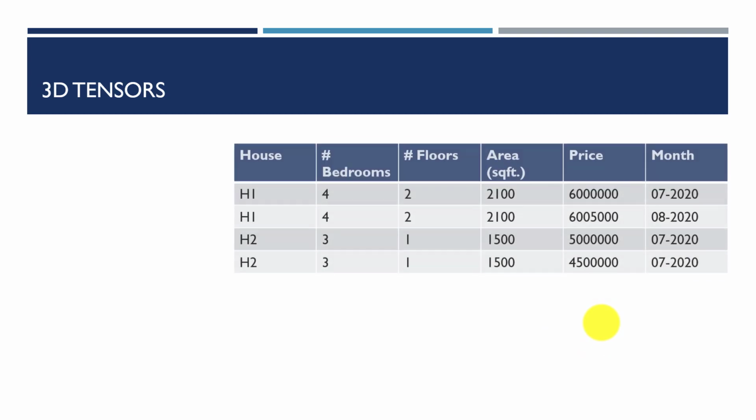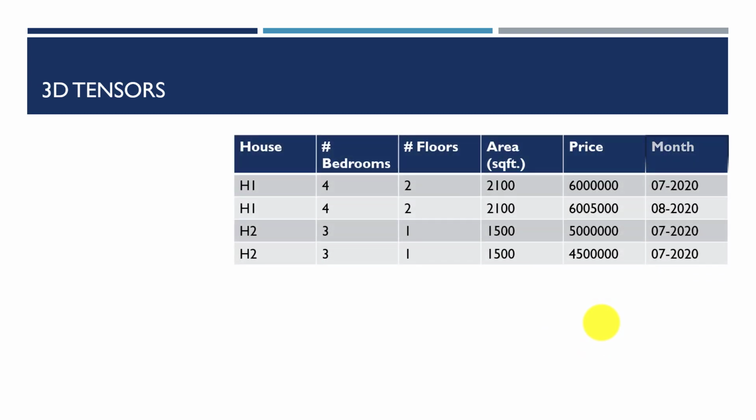Now let's talk about 3D tensors. We will start with the similar data we discussed for the 2D tensors, with the addition of an extra column I have added, called month. So that means our input data has a time component for each and every house: for each month, what its price was. Okay, so we have a time factor here. That means it is nothing but a time series, right?